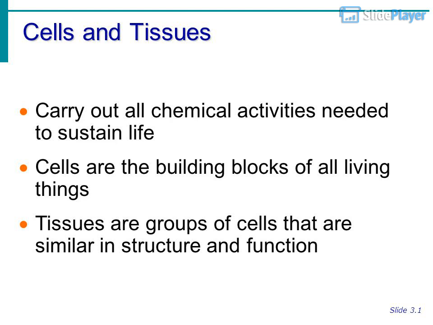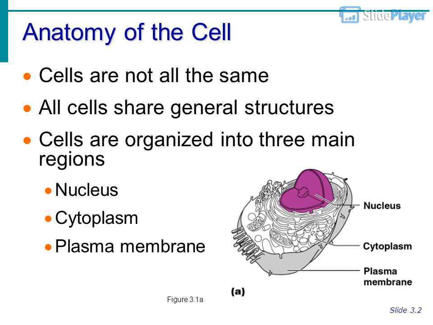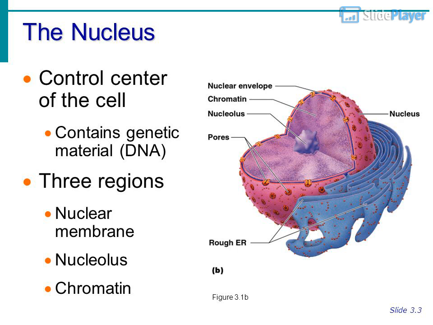Slide 3.1. Anatomy of the cell. Cells are not all the same, but all cells share general structures. Cells are organized into three main regions: nucleus, cytoplasm, and plasma membrane. Figure 3.1a. Slide 3.2. The nucleus is the control center of the cell.